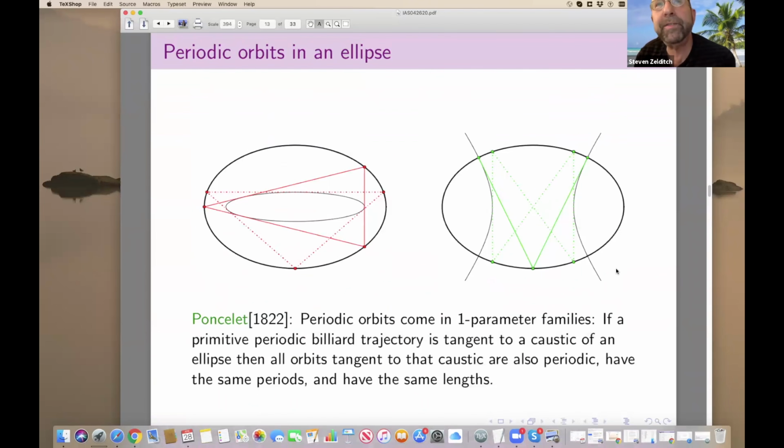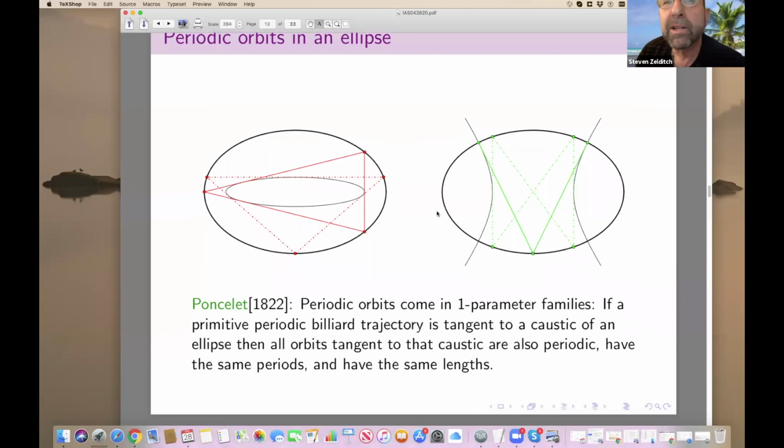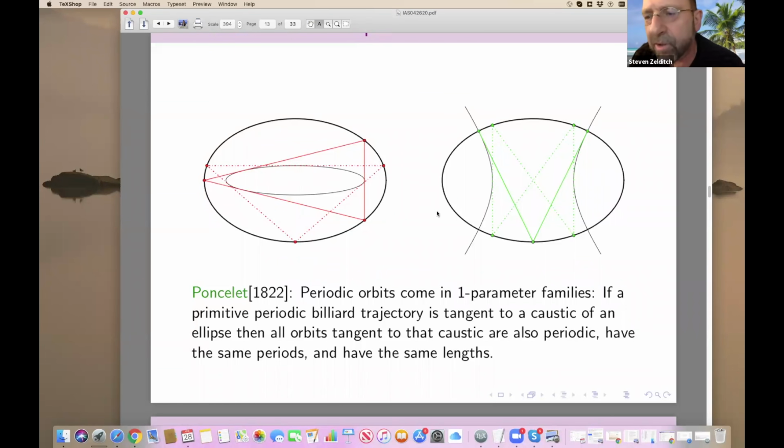So here are a few examples of periodic orbits for the ellipse. Here's a 3-bounce orbit over here, and it's caustic. And this is a 4-bounce orbit. You bounce down, you bounce up, you bounce back, you bounce back. So one's a 4-bounce, one's a 3-bounce. This one has a hyperbolic caustic, this an elliptic caustic. So it was extremely important.